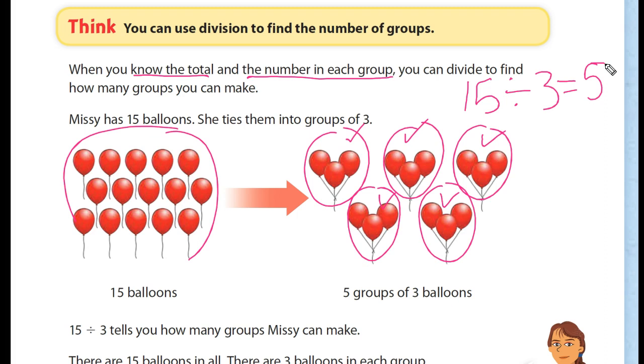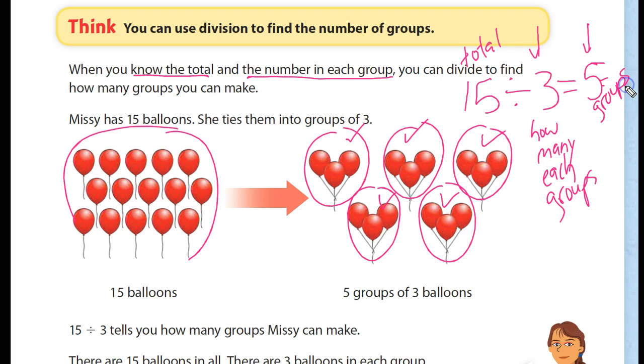So the answer to the division problem is how many groups I have. 15 is the total balloons that I have. Divided by 3, which is how many in each group, right? And then the answer is how many groups I have. That's how that works.